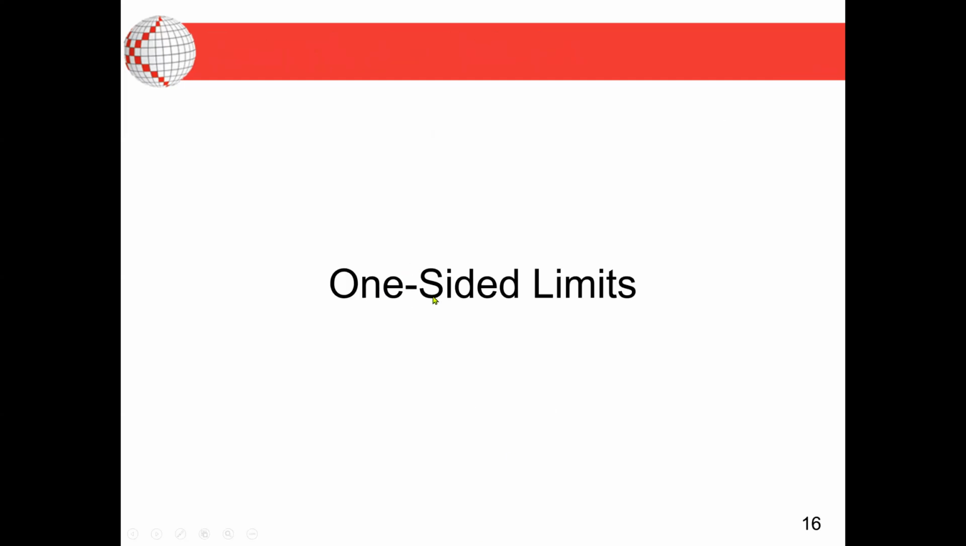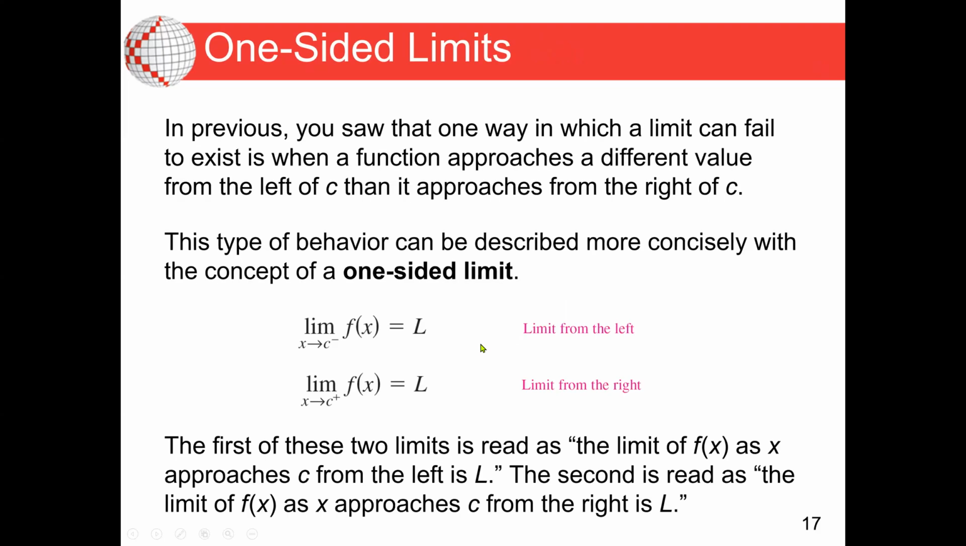Now we also have one-sided limits. In the previous example, we saw that one way in which a limit can fail to exist is when a function approaches a different value from the left of c than it approaches from the right of c. So this type of behavior, again, can be described more concisely with the concept of one-sided limits.